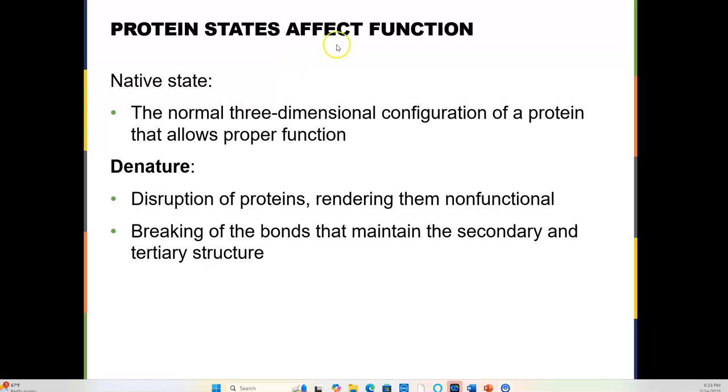Protein states affect the function. We kind of talked about this when we talked about protein folding, but you have the native state, which is that three-dimensional or quaternary conformation. And when it's denatured, it's been disrupted and rendered non-functional. So you break those bonds that maintain that secondary and tertiary structure. Maybe it's the covalent bonds or the hydrogen bonds or the disulfide bridges or something. It's going to disrupt that. It's going to make them flat and they're not going to be functional.